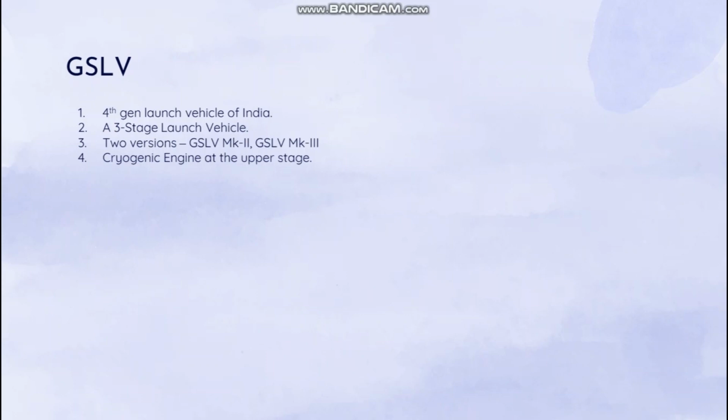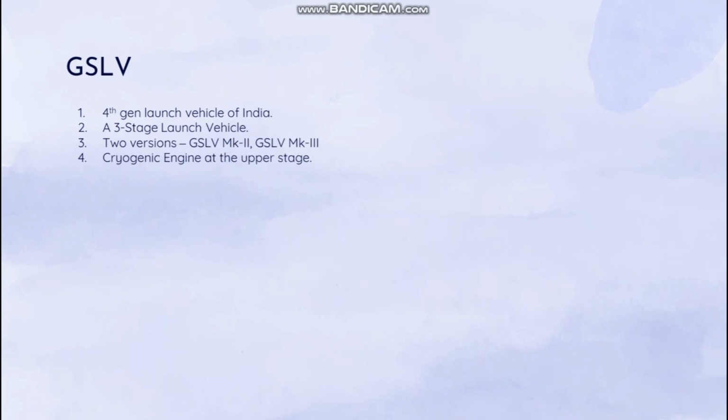Next, GSLV. GSLV is the 4th generation launch vehicle of India. It is a 3-stage launch vehicle. There are 2 versions of GSLV, GSLV Mark II and GSLV Mark III. GSLV uses a cryogenic engine at its upper stage. That is, hydrogen is stored at a very cool temperature, then it will be burnt in the presence of oxygen to get the energy. The cryogenic engine uses this technique, and within the limited space, more fuel can be stored.